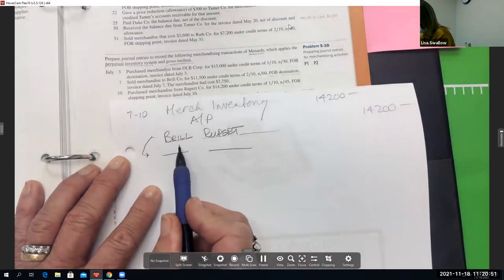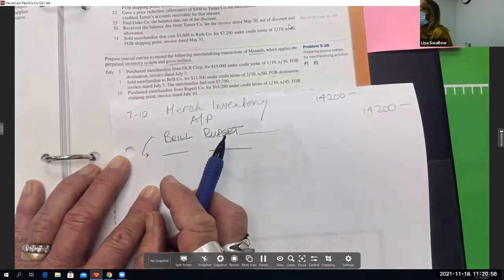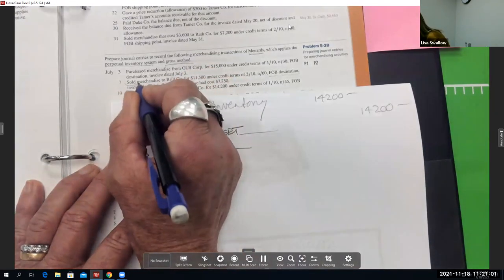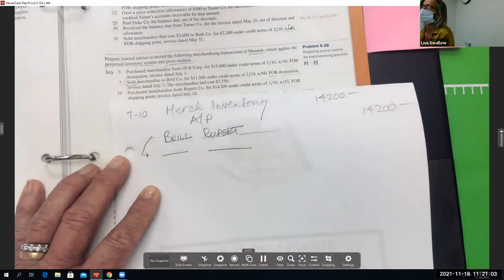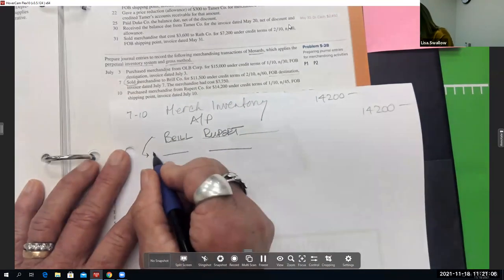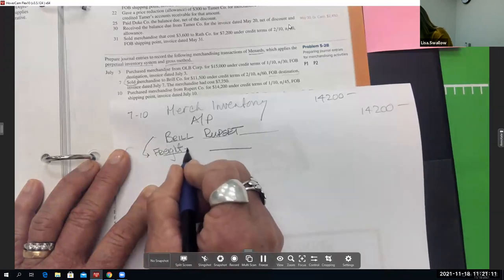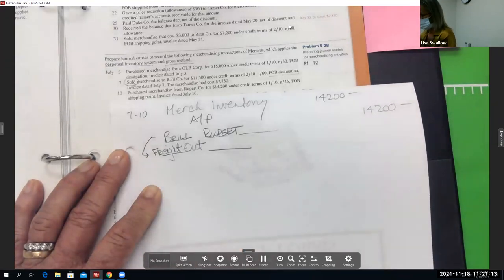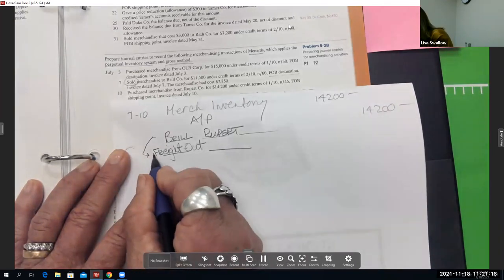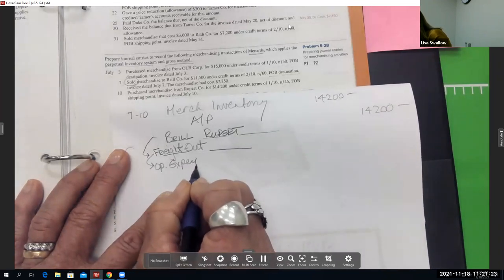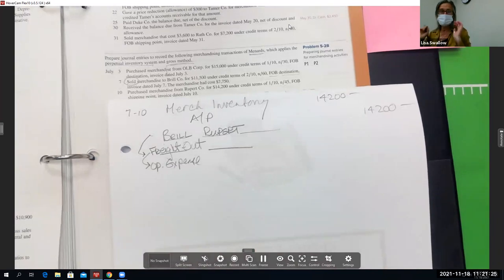Hayden, where do you think the Brill freight bill is going? Freight out. Because I sold it, so that's out, right? Where does this account show up? It's just a regular old operating expense, isn't it? Okay, good.